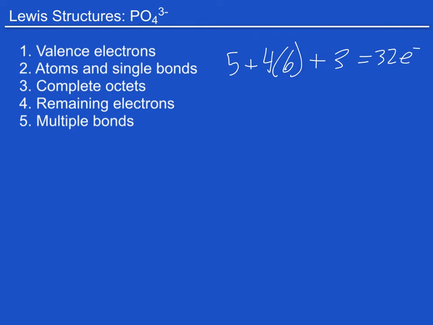Okay, the next thing is we need to place atoms and single bonds. We know we have phosphorus in this case, PO4 3-, probably going to call that the central atom. We're going to put an O, O, and an O. Okay, I'm going to change colors here for the electrons, make it easier to look at. Alright, so we're going to complete our octets around the oxygens here.